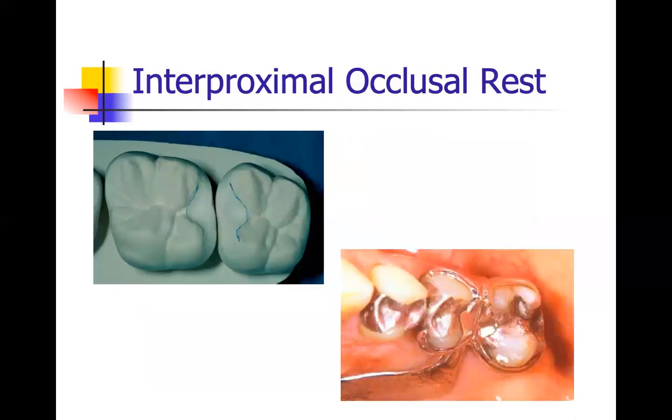The interproximal occlusal rest is indicated where the design of the clasp or direct retainer requires that an interproximal rest must be used. The advantage of the interproximal occlusal rest is that it will shunt away food from the contact points.